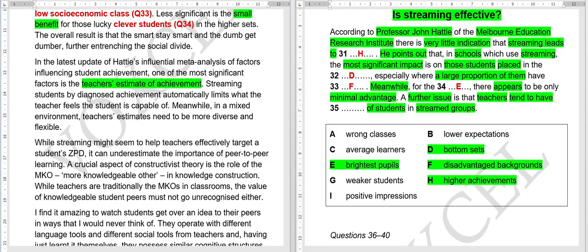Streaming students by diagnosed achievement automatically limits what teachers feel the students are capable of. So now we're talking about what teachers feel of streaming students, so streaming students in streamed groups. Okay, so obviously this is our location. So you will have around 10 seconds to tell me the answer to this particular question, and the time starts now.